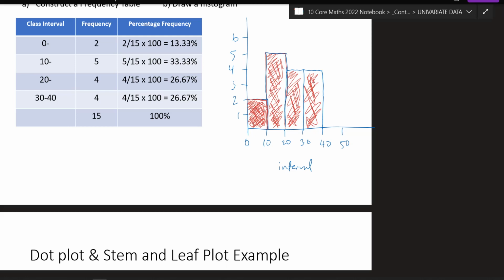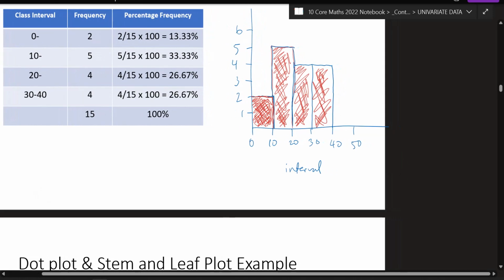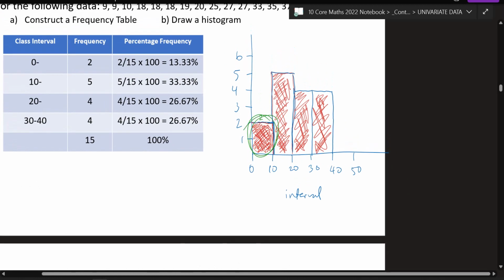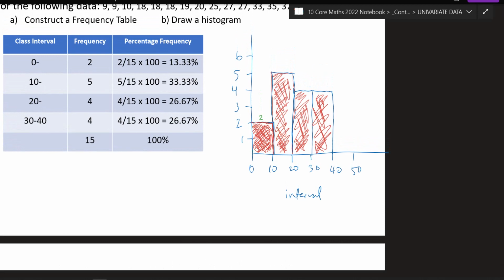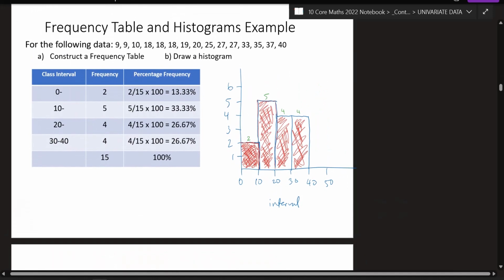I know what some people do as well in year 11. I've seen them do this. They also put the frequency on top. So here, they put the number 2, so they know that this bar goes up to 2. Or here they'll put the number 5. Here they put 4 and 4. You can do that as well, just to make it really obvious that the bar goes up to that. Okay, and that's it. That's it for your frequency tables and histograms.